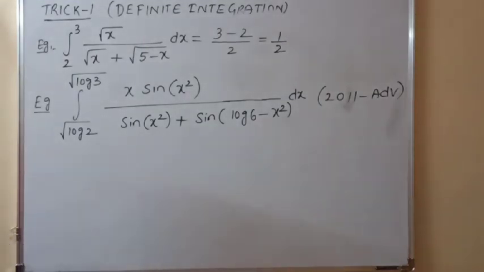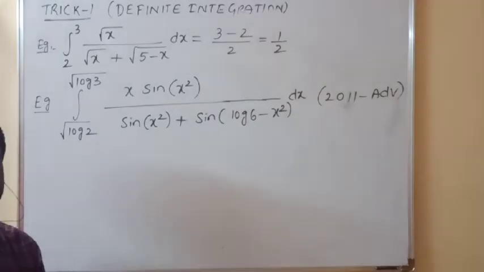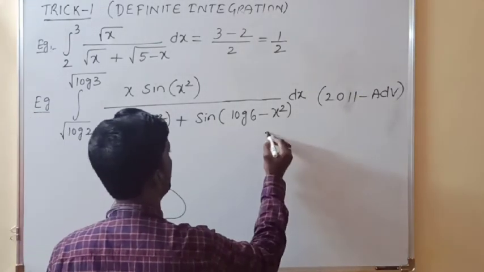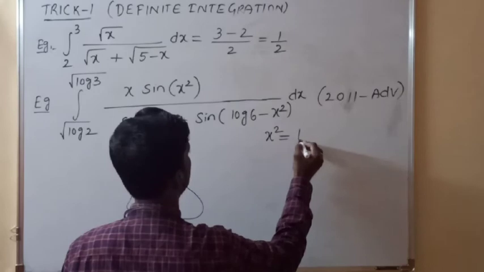Okay. So look at the next example. This is a 2011 Advanced problem. This function is not directly in that form. We have to convert it into that form by taking some substitution. By looking at the problem, what substitution do we take? x square is equal to t. Correct? So you put x square equal to t.